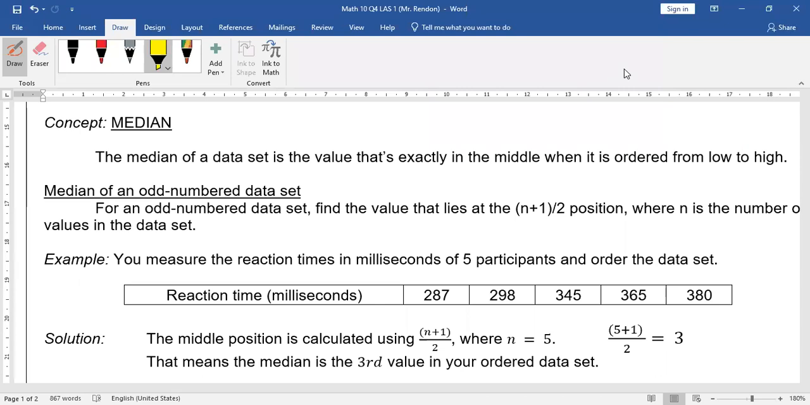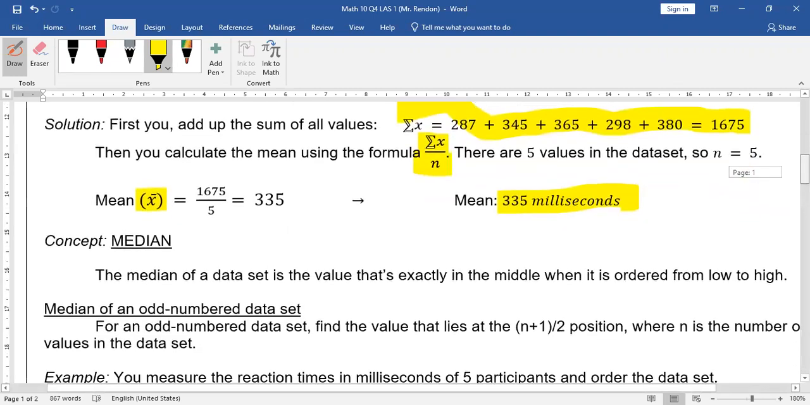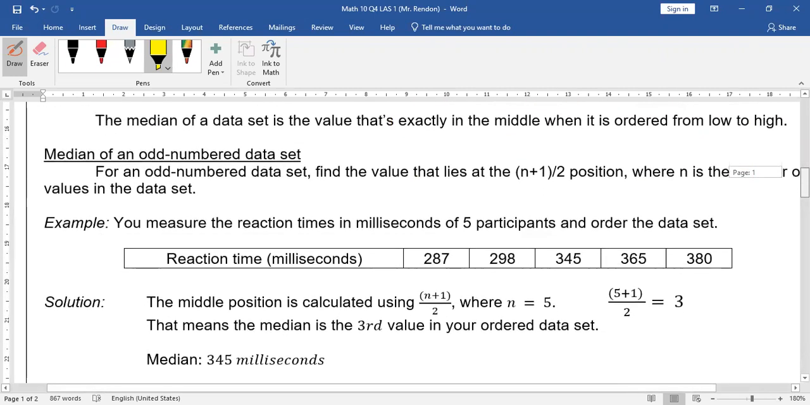We have the n plus 1 over 2. Meaning pangitaon mo ang n plus 1 over 2 nga score, and that's the answer, where n is the number of values in the data set. You have here an example. I think this is the same. Yeah, the same data set as the above.